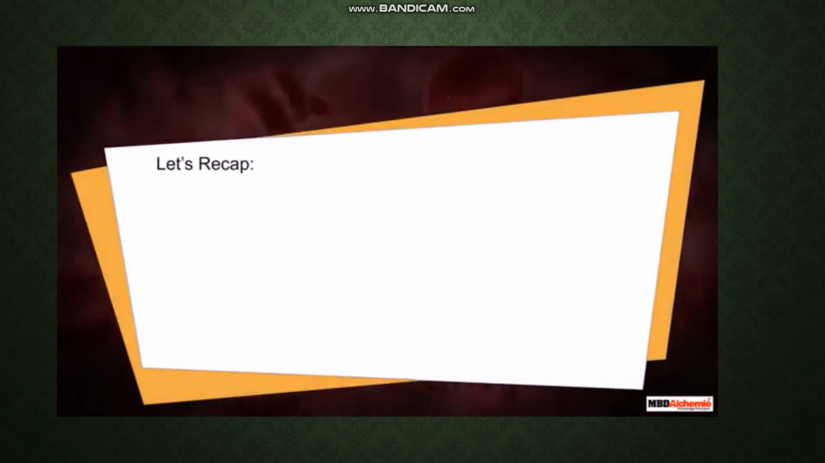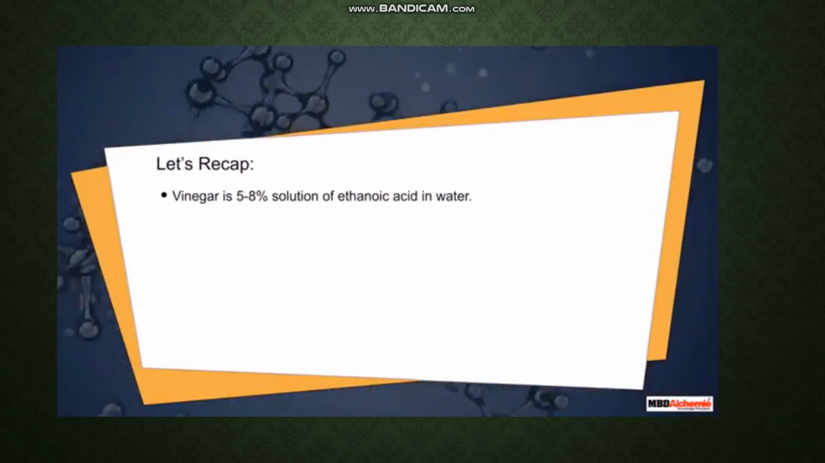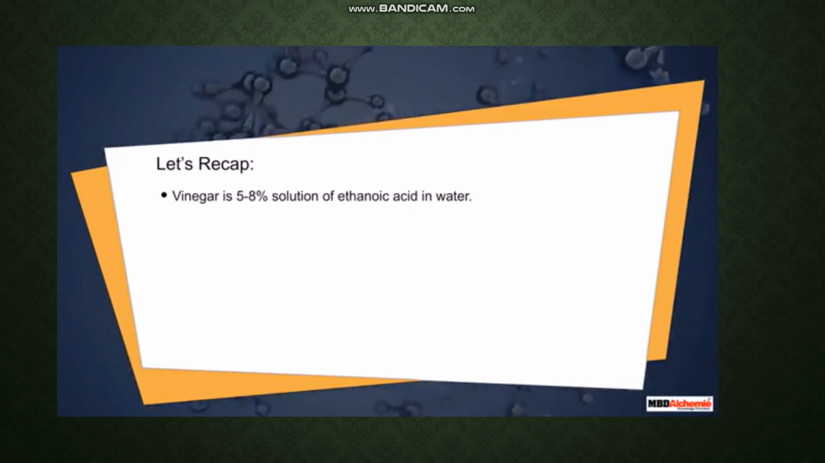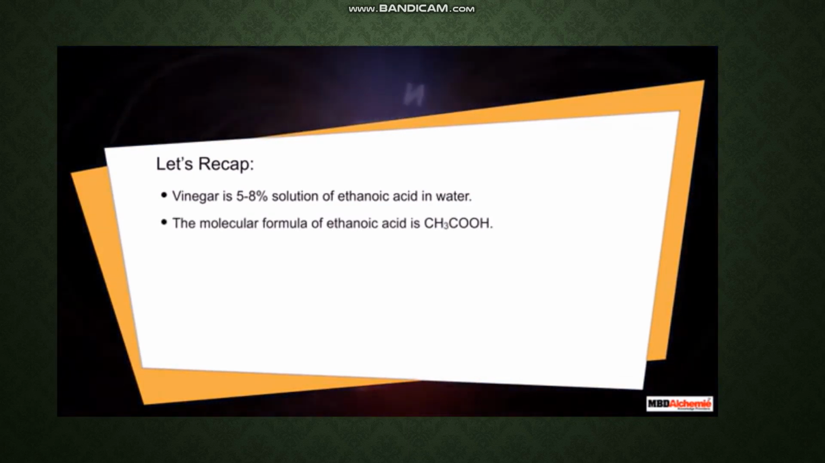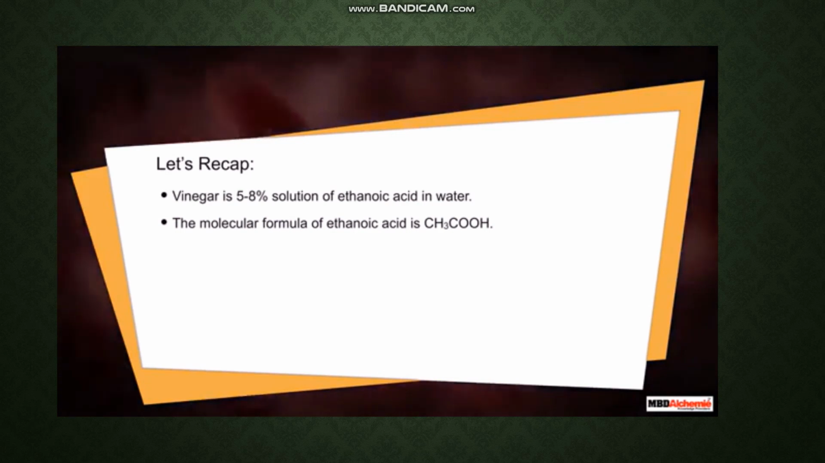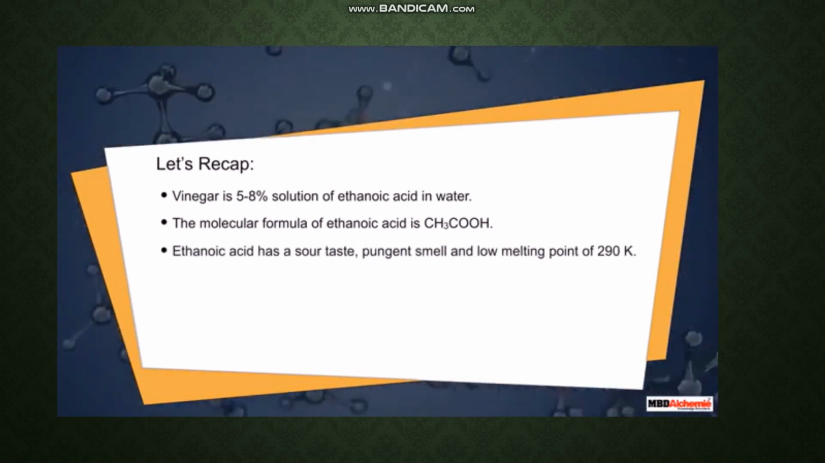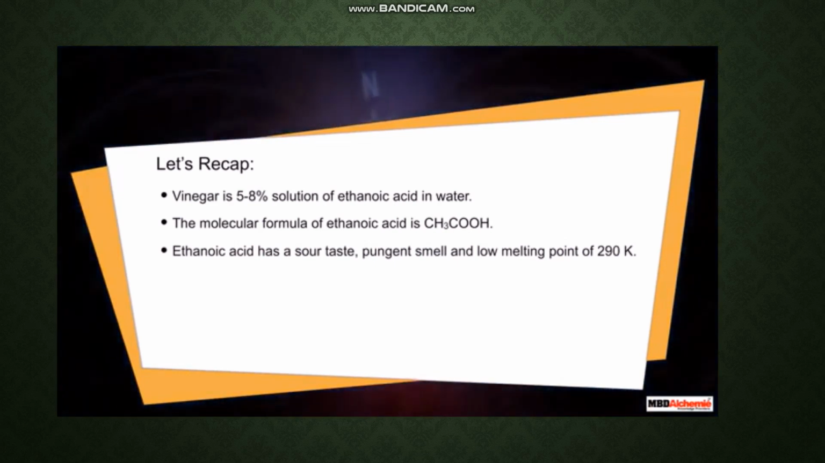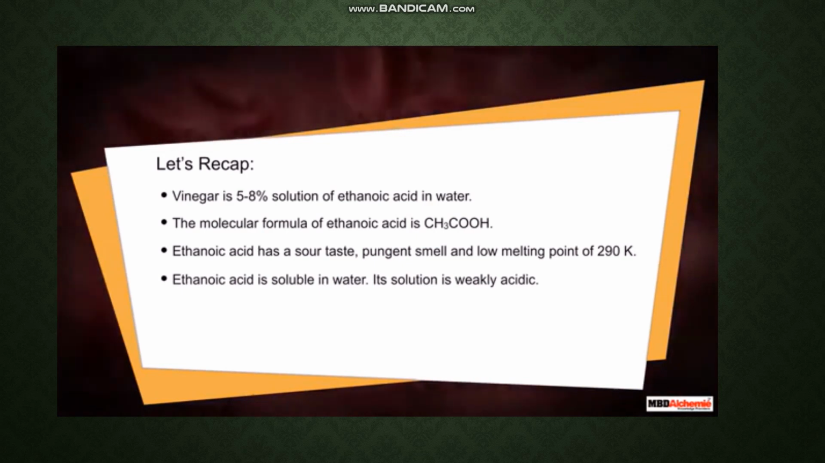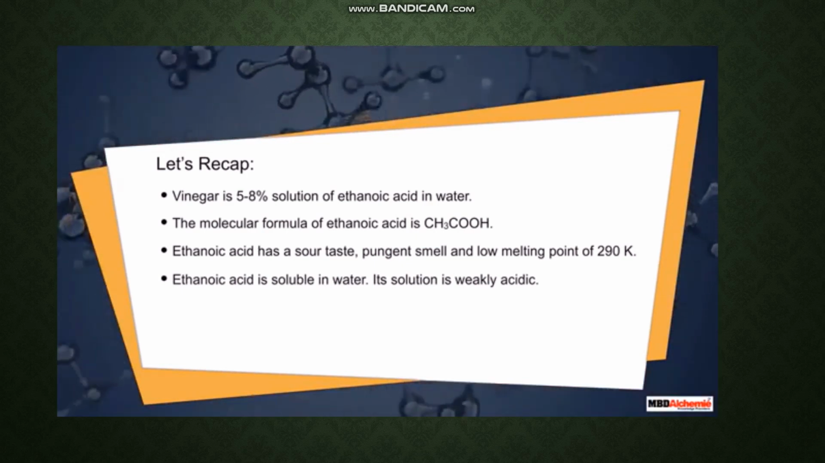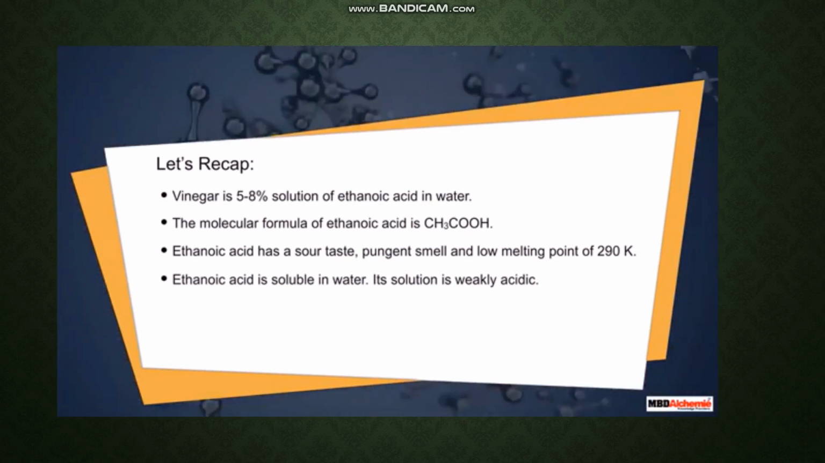Let's recap. Vinegar is 5 to 8% solution of ethanoic acid in water. The molecular formula of ethanoic acid is CH3COOH. Ethanoic acid has a sour taste, pungent smell and low melting point of 290 Kelvin. Ethanoic acid is soluble in water. Its solution is weakly acidic.